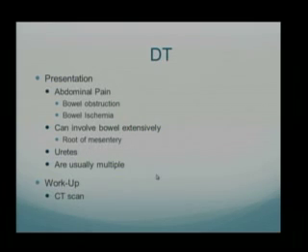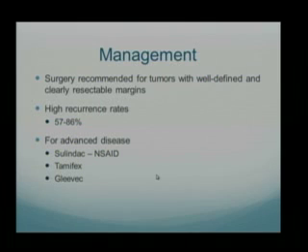Workup would be your CT scan to determine the extent of disease and the location, whether this is resectable or not. Surgery is recommended for tumors that are well defined and have clearly resectable margins. If they involve the root of the mesentery, it's probably not a good idea to resect, because that would involve resecting all of the small bowel, which is not compatible with life. They do have a high recurrence rate even after resection. Depending on which paper you read, the recurrence rate is anywhere between 57 to 86%.